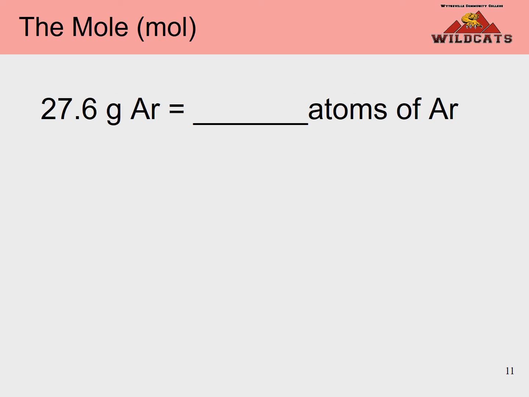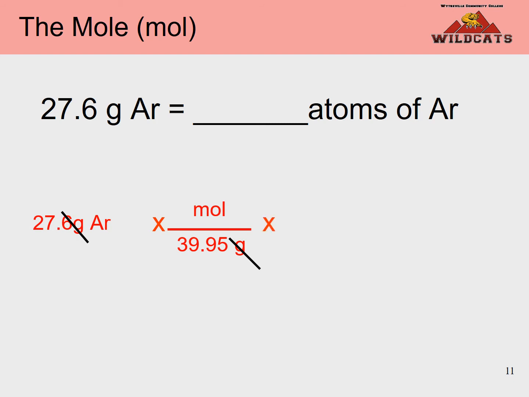So now we've got 27.6 grams of argon, and we want to know the number of atoms of argon. I don't know what to do, so I'm going to just write down 27.6 grams of argon. I'm going to put grams in the bottom, put moles in the top, because grams and moles go together, our molar mass. And I end up at 39.95 for argon. Argon's in that last column, atomic number 18.